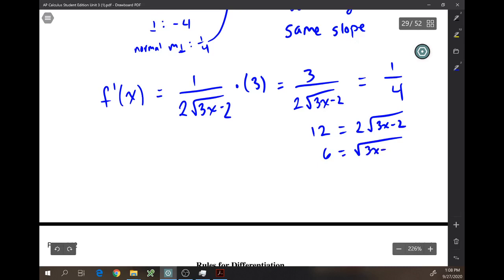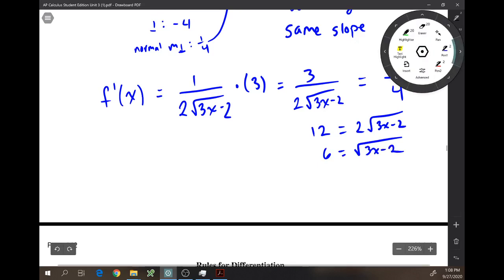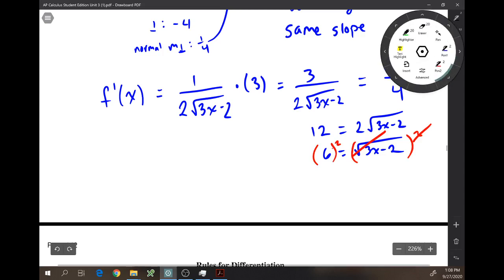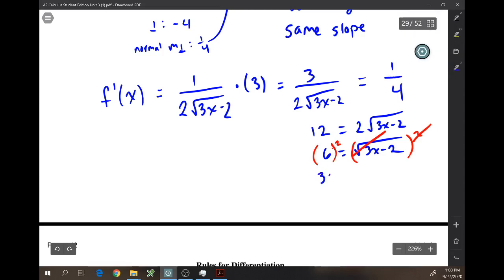We're trying to isolate the square root. And then once you get a square root isolated, you can always square both sides. So when you square both sides, the square root will cancel out. That gives us 36 equals 3x minus 2. Add the 2 over, 38 equals 3x. Divide by 3, 38 over 3 equals x.